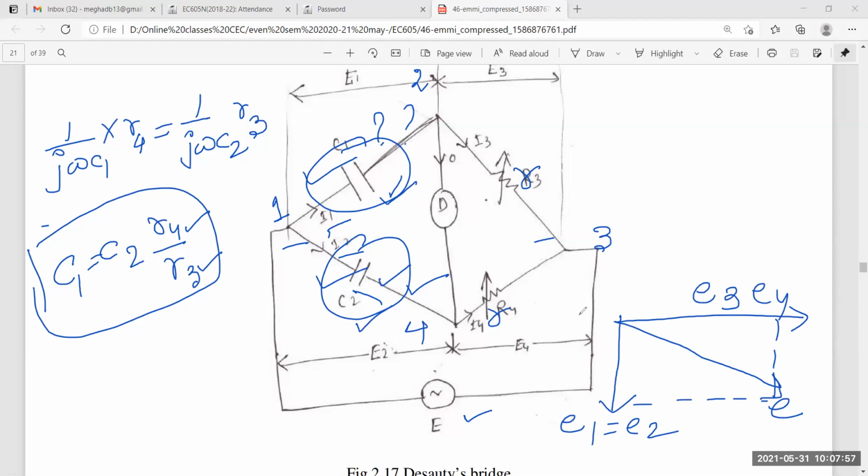Here I have marked the voltage drops. Our next process starts a bit differently. We need to modify the De Sauty bridge. We have to mark the voltage drop across the unknown capacitor, that is E1. The voltage drop across R3 will be E3. Remember, the voltage drop across the unknown capacitor will be E1, the voltage drop across the resistor R3 will definitely be E3, and the voltage drop across the resistor R4 will be E4.